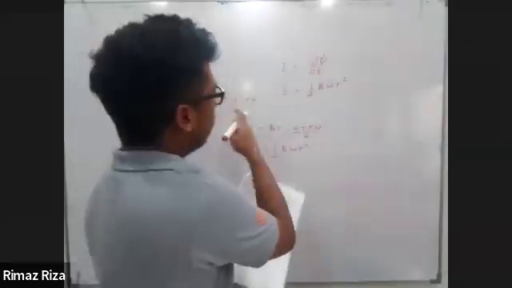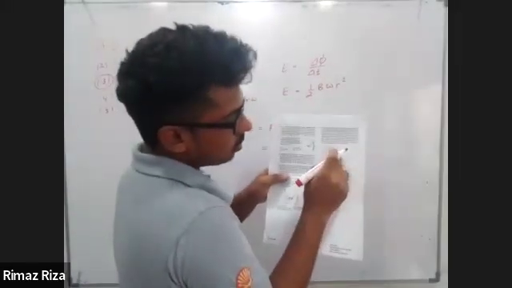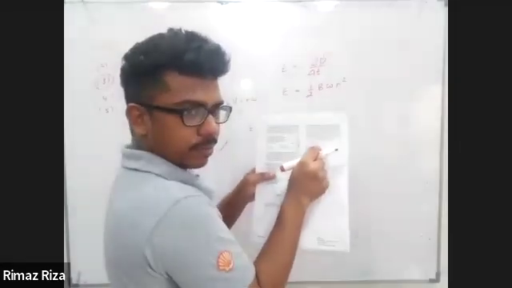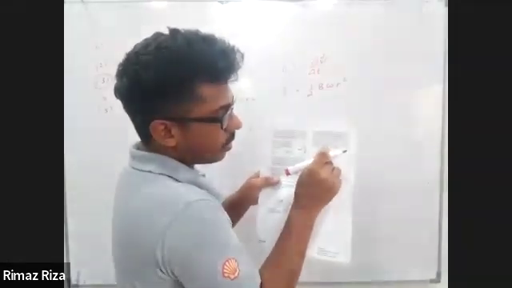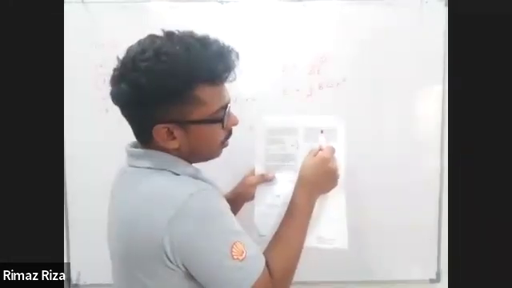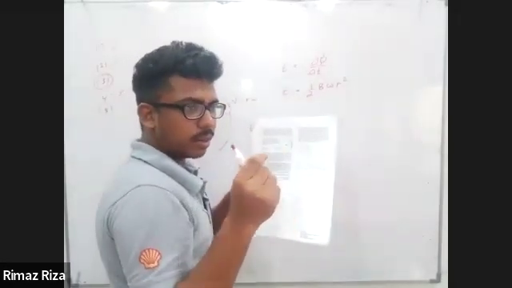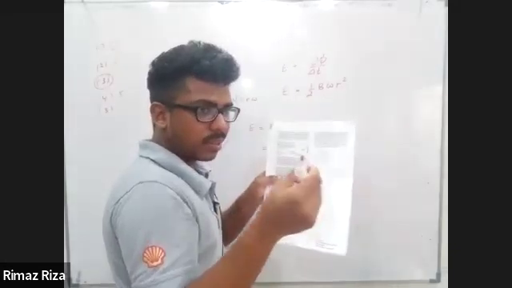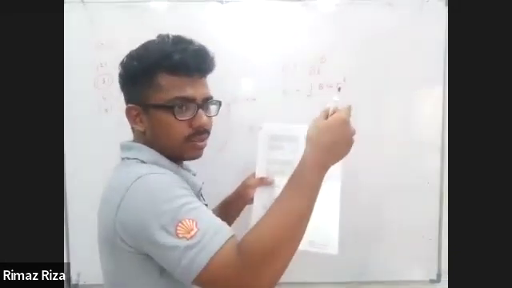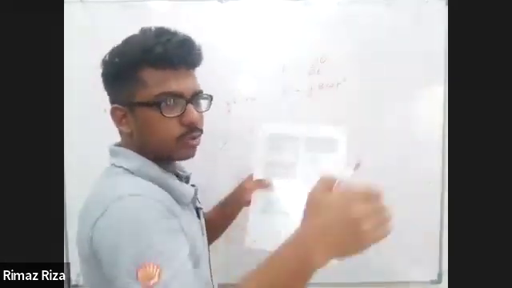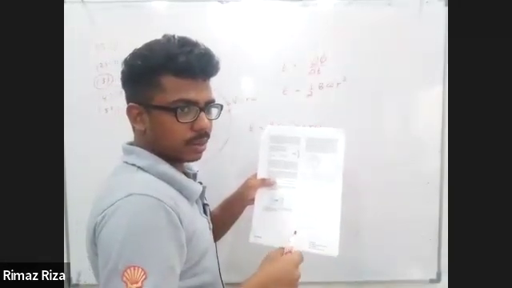Okay, for the current I, as the rod rotates, the length through which current passes increases. As the length increases, resistance increases. So as a result, current goes down. Understood?